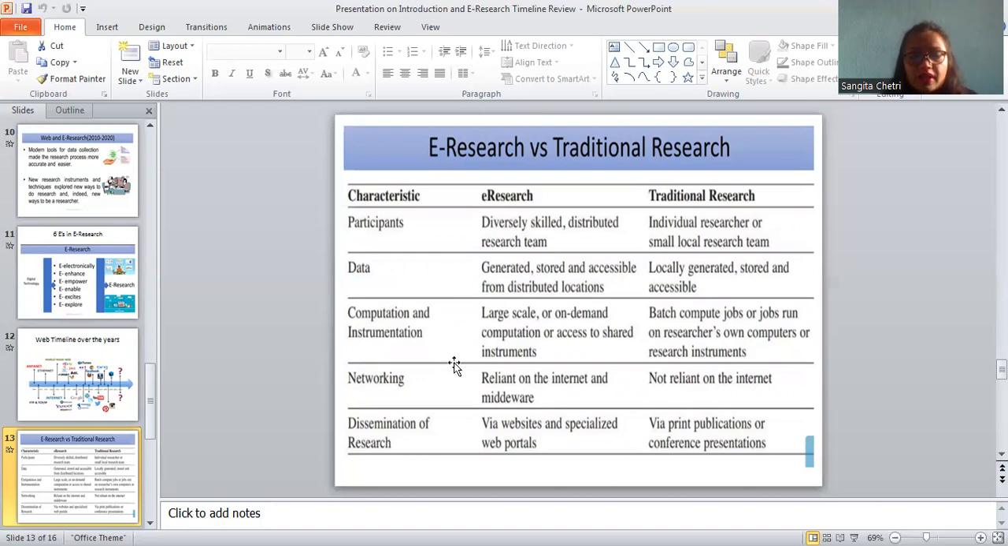Computation and instrumentation: large scale in e-research, on-demand computation or access; but in traditional, compute jobs run on the researcher's own computers or research instruments. Networking: e-research is reliant on the internet and middleware; traditional is not reliant on the internet. Dissemination: research via websites and specialized web portals, versus via print publication or conference presentation. So these are the differences between e-research and traditional research.